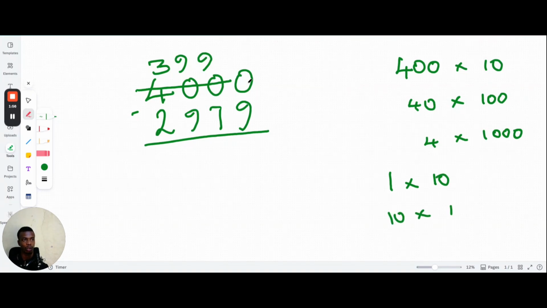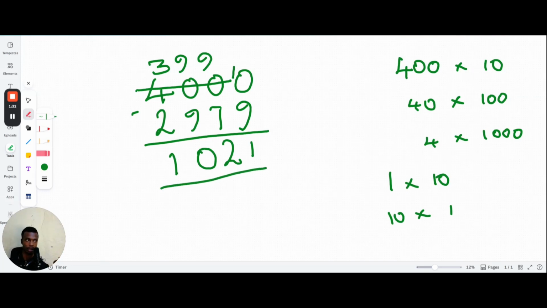Now, when we add 10 ones here, 10 ones to 0 ones, it becomes 10 ones. Now, we're subtracting 9 ones from 10 ones. The answer is 1. Now, this becomes 399 tens. Yes. 9 minus 7 is 2. 9 minus 9 is 0. 3 minus 2 is 1. Once again, we still got the same answer.